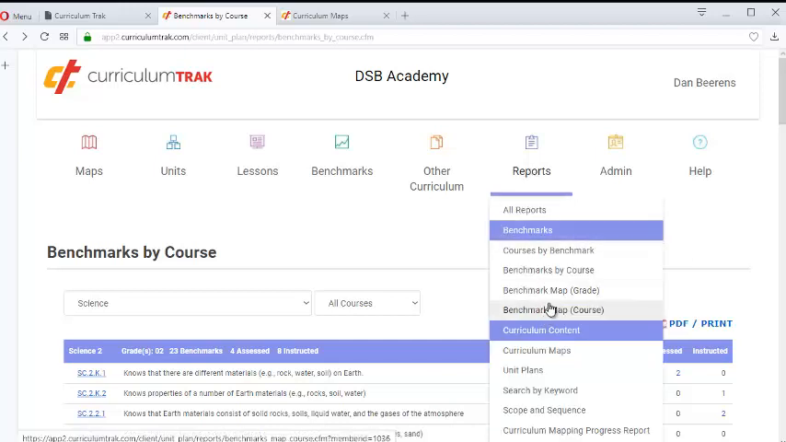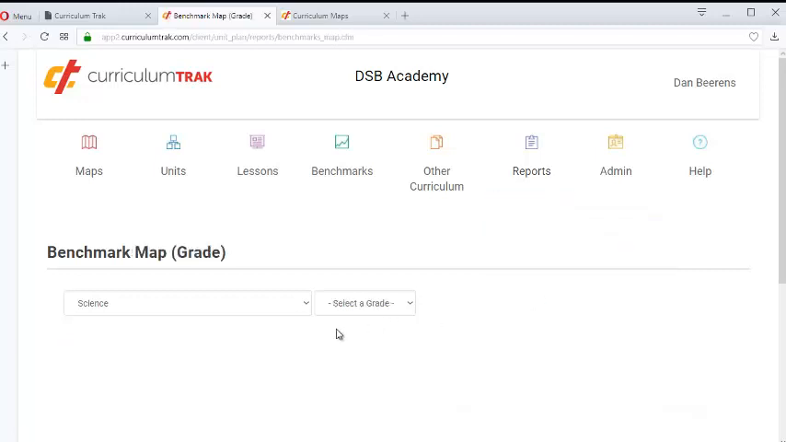Another report is the benchmark map. It's really the same type of data, but more of a graphical analysis. You can look at that at the grade level or the course level. I typically recommend that if you're looking at high school courses, work at the course level. If you're working in the elementary environment, I typically like to use the grade map instead.